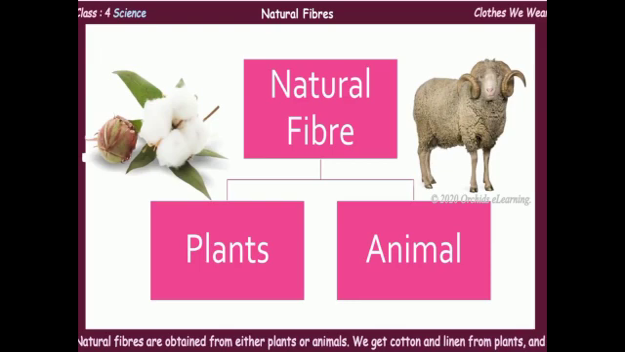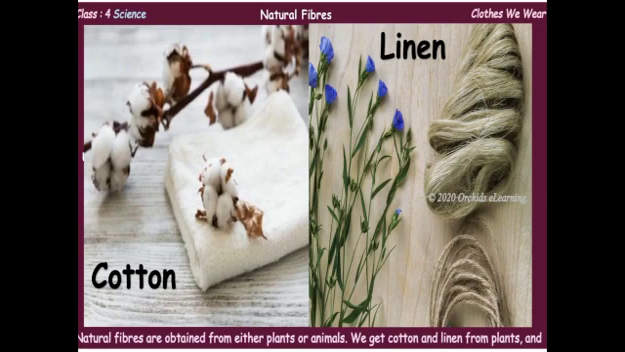First of all, natural fibers. Natural fibers are of two types, that is, natural fibers are obtained from either plants or animals. We get fibers like cotton, jute and linen from plants. This is one type of natural fiber. Next, we get fibers like wool, silk and fur from animals. This is another type of natural fiber.